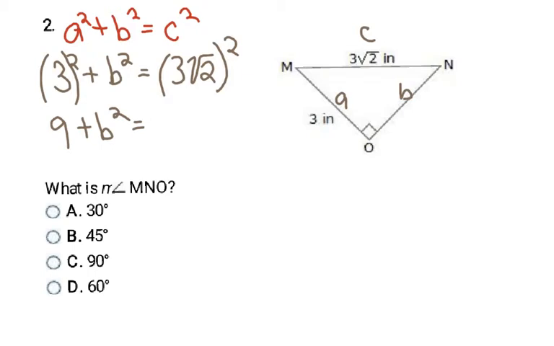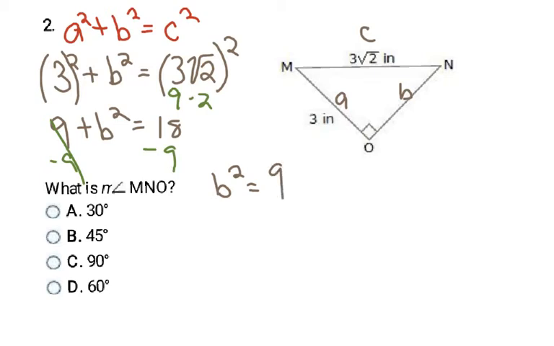And then here we're going to have to square both the 3 and the square root of 2. So 3 squared is 9. And then when you square a square root, the square root and the square just cancel out because they're opposite operations. So you're just left with 2. So then 9 times 2 is 18. And now I'm just going to continue to solve for b. I'm going to subtract 9 from both sides. These 9s cancel out, and that leaves me with b squared equals, and then 18 minus 9 is 9.